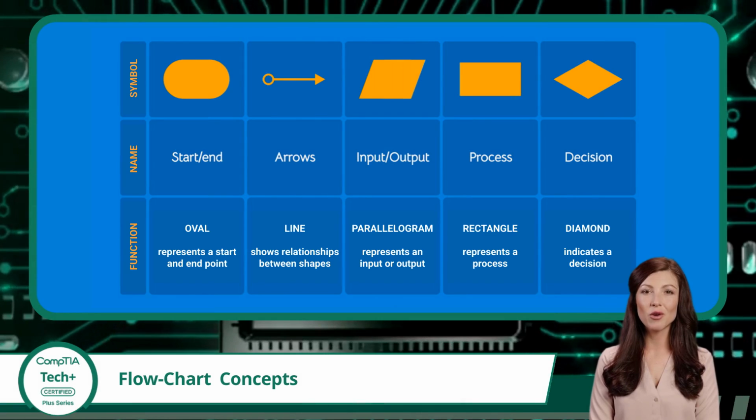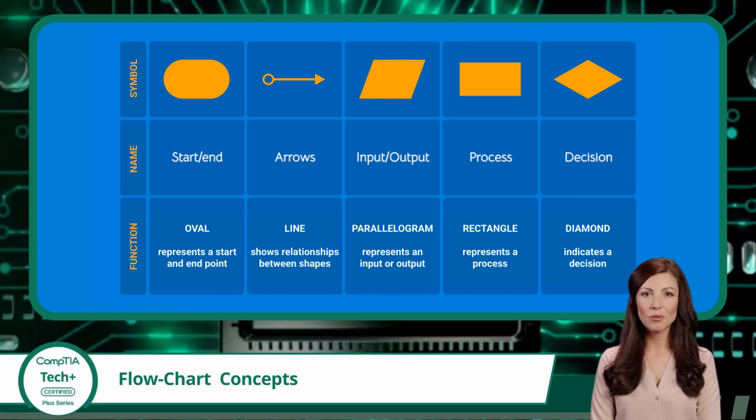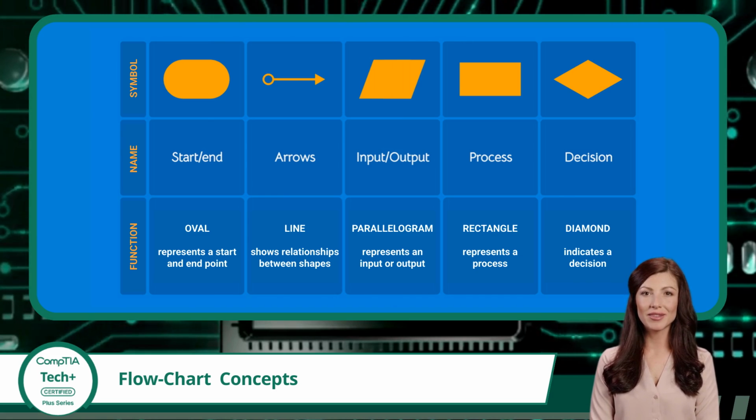Within a flowchart, you will find a variety of different shapes and arrows, with each element having its own meaning. For example, a rectangle might represent a process or task, while a diamond shape signifies a decision point where your program must choose between different paths. The beauty of flowcharts is their universality. They transcend programming languages, making them a powerful tool for both beginners and seasoned programmers.